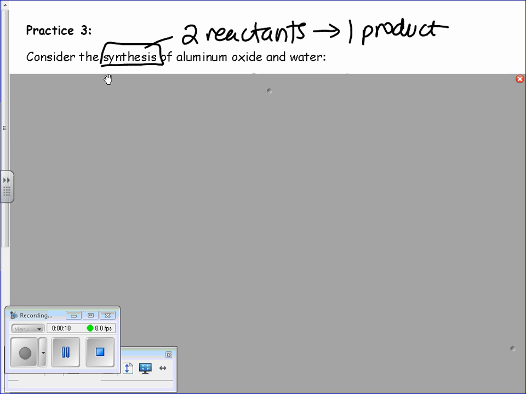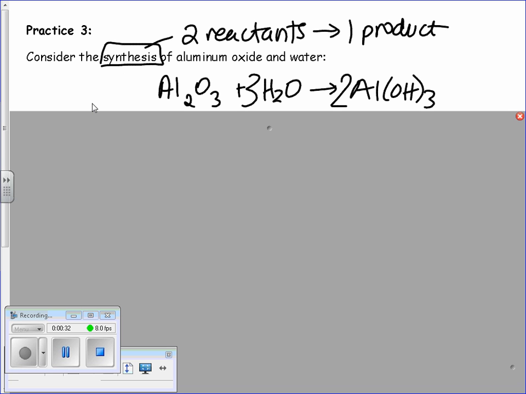What are the two reactants? Al2O3, so aluminum oxide, and H2O. And what does a metal oxide and water come together to make? A metal hydroxide. In this case, it was aluminum hydroxide. Okay, so we got that balanced out.